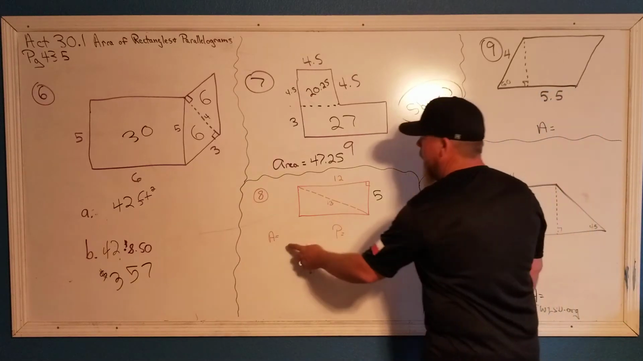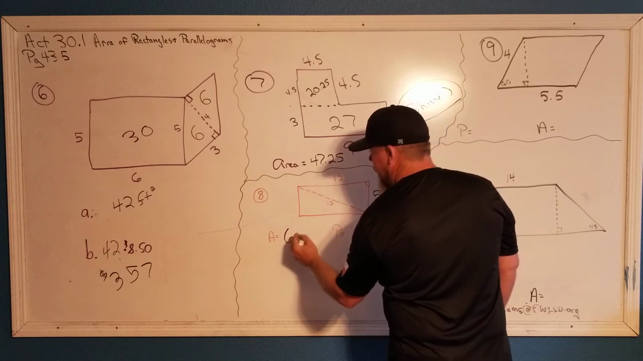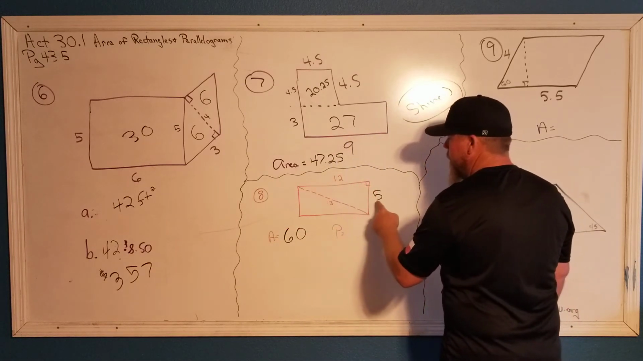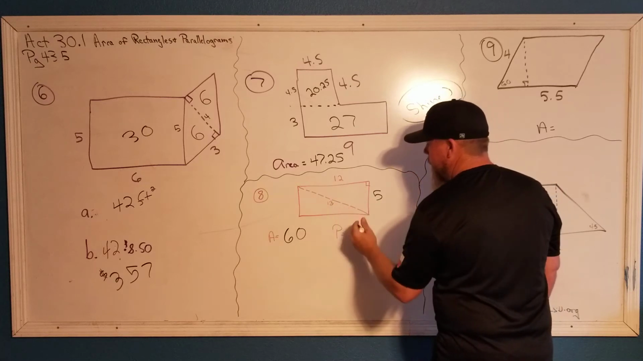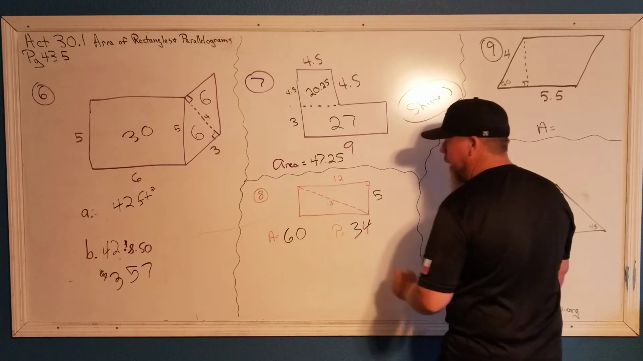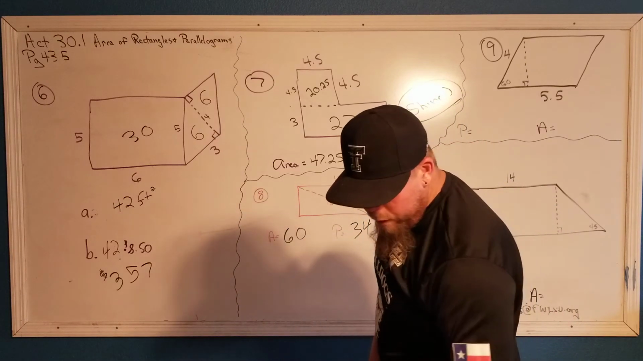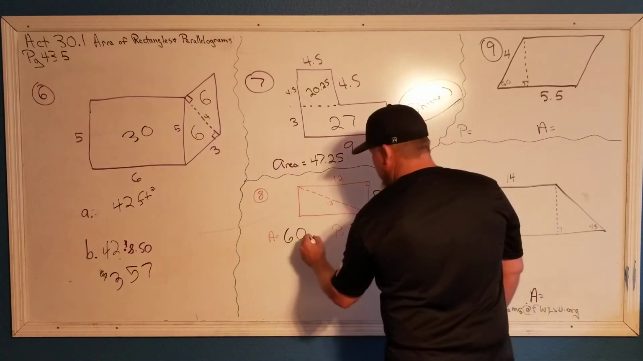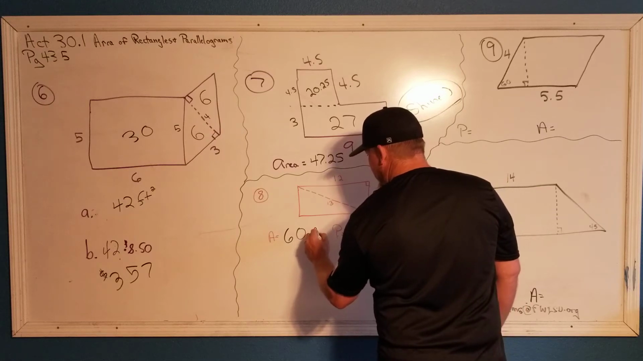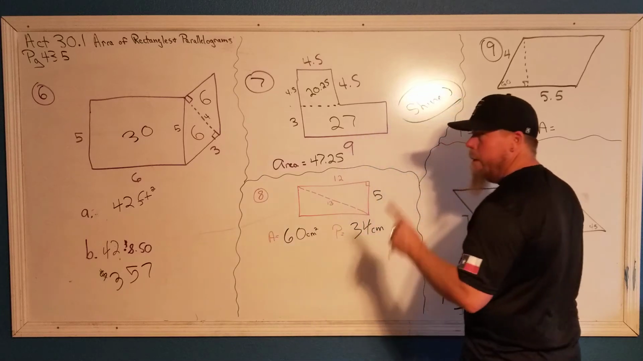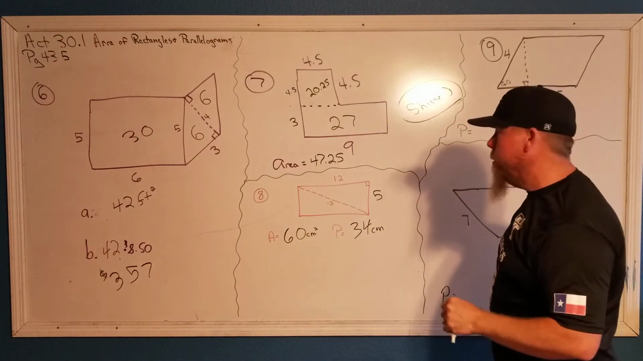Okay, so area, 12 times 5. Hopefully we're okay with that. That's going to be 60. And then the perimeter is 12 and 12 and 5 and 5. So 24 and 10, we get 34. Okay, so area of 60 and perimeter of 34. And this one was in centimeters, so we can put 60 cm squared here and 34 cm. For perimeter, keep in mind perimeter is one-dimensional, whereas area is 2.